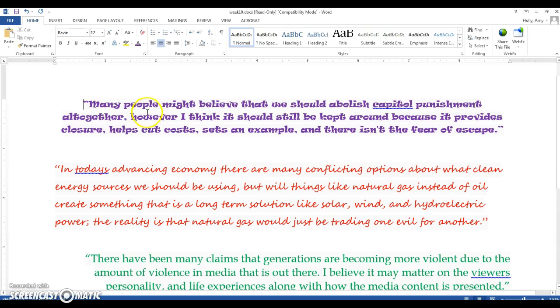So he says, many people might believe that we should abolish capital punishment altogether. However, I think it should still be kept around because it provides closure, helps cut costs, sets an example, and there isn't the fear of escape. So there may be some nitpicky things here, some wording or some punctuation issues, but for the most part, in terms of doing everything that a thesis is supposed to do while also using that surprising reversal structure correctly, I thought this was a really good example.